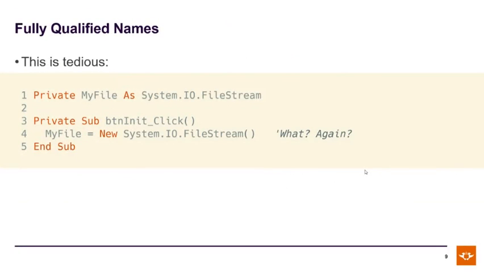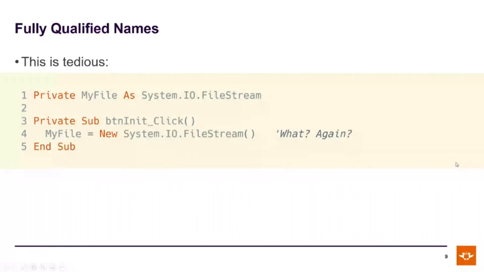So this becomes a bit tedious because you need to create an object of this file. So you've got private myFile as System.IO.FileStream. Then inside your button click, you'll once again have the instantiation. So file equals new System.IO.FileStream. So you're repeating a lot of typing over here.